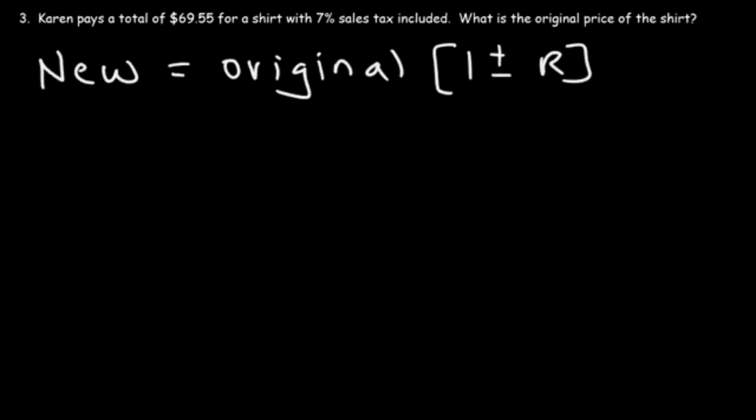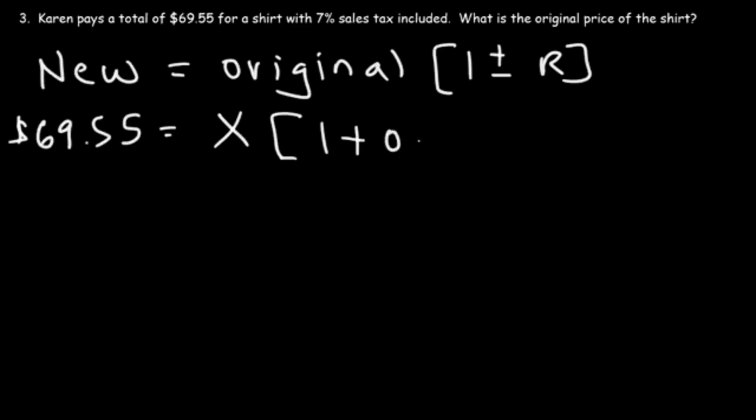So we have the new price, which is the total price after the tax has been added, and that's $69.55. We're trying to calculate the original price, so we're going to call it X. And we're dealing with sales tax, so that's going to increase the original price. So we're going to use positive R. 7% is 7 divided by 100, which is 0.07.